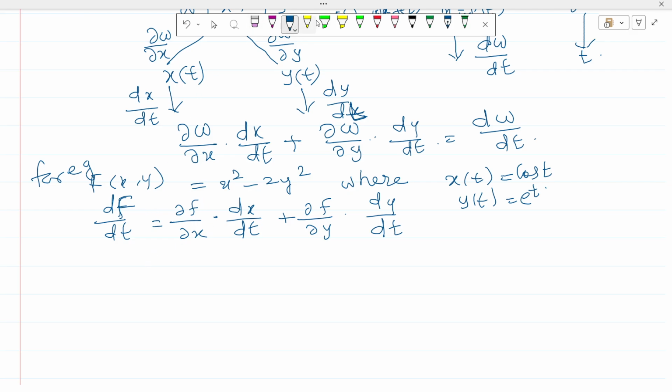See, d and del, two different notations are there. d means ordinary differentiation, and this del is there, na? It is partial differentiation.